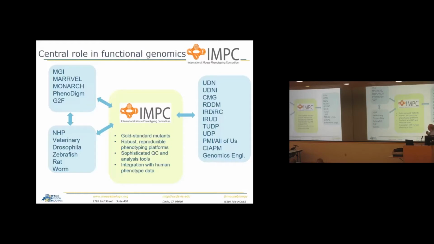And then on this side is a list of the current human disease analysis projects that we're involved in, such as the Undiagnosed Disease Network, the Center for Mammalian Genomics. Here's the PMI program, the All of Us, and the corresponding Genomics England program. So we are currently involved in all of these projects right now.